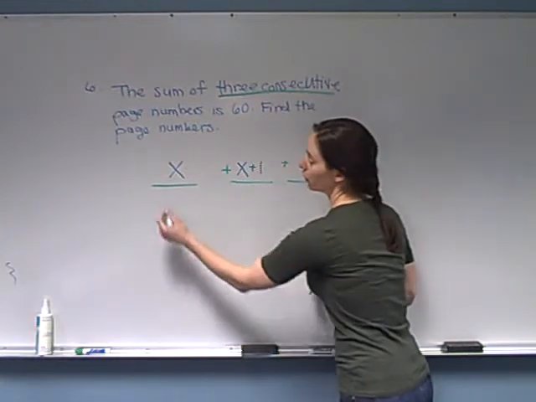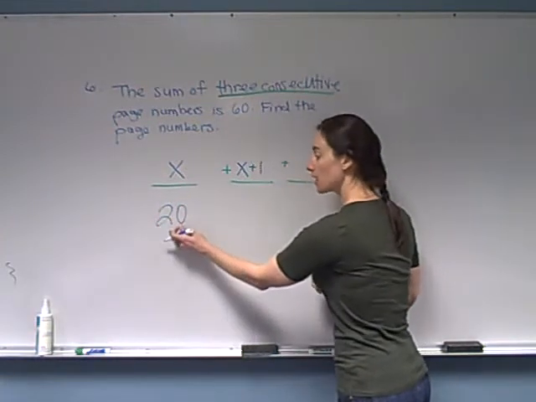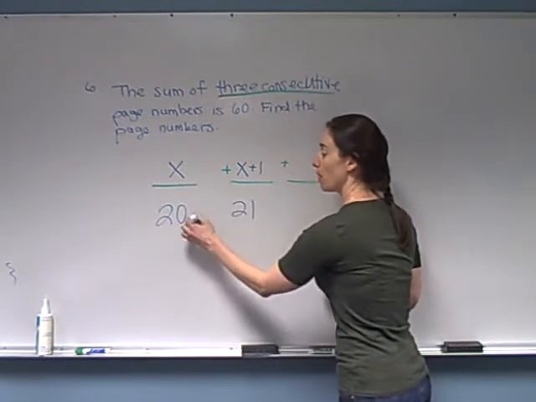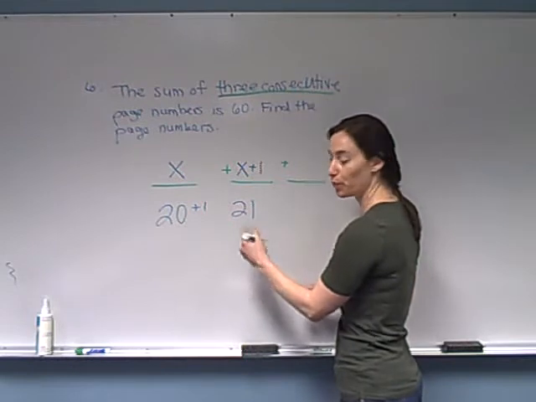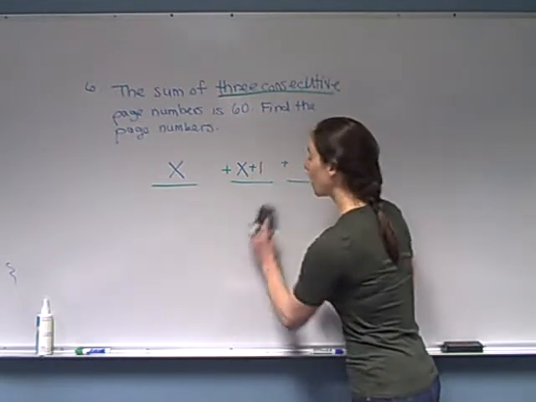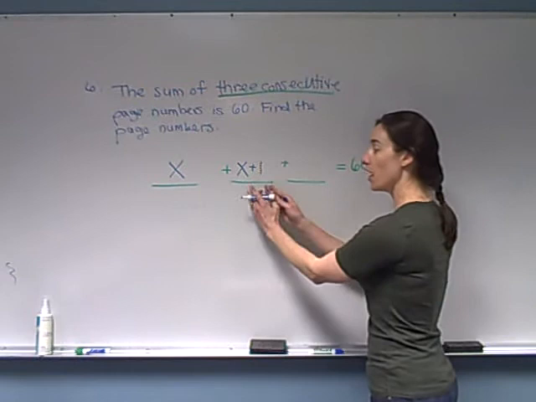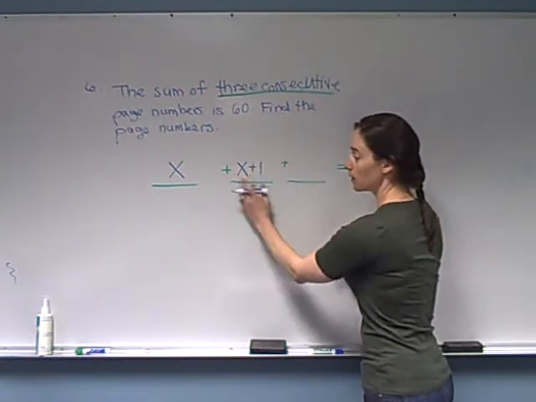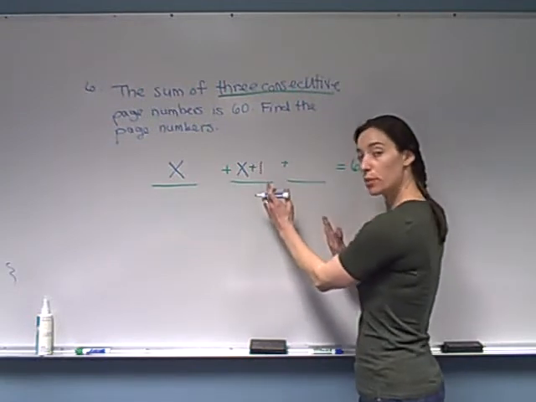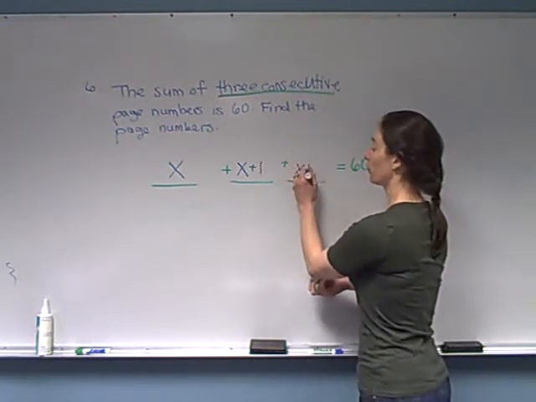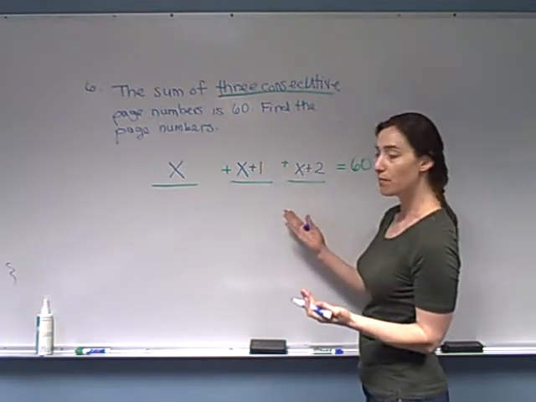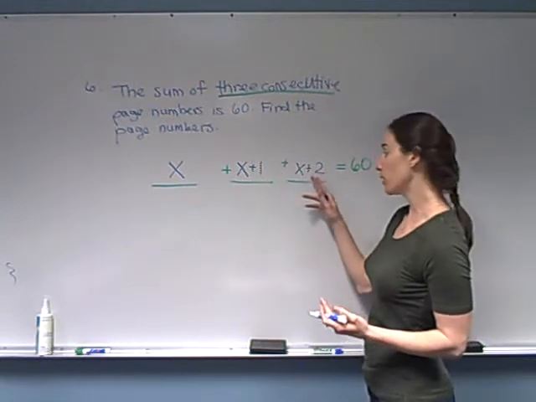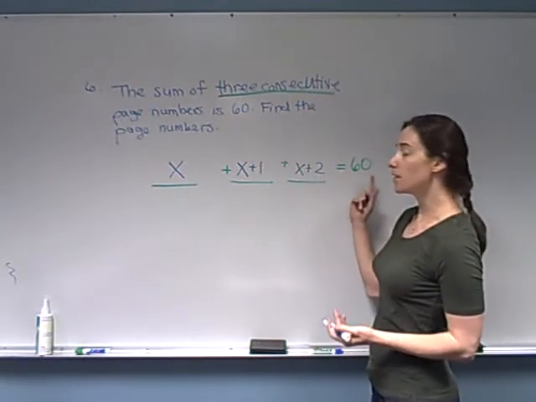For example, if the first number had been 20, the next consecutive number is 21. And I can get to 21 by just adding 1 to 20. So likewise, if I start at x plus 1 and I want to get to the very next consecutive number, I'm just going to add 1 to this amount. But x plus 1 plus 1 would just be x plus 2. So I have my equation. It's x plus x plus 1 plus x plus 2 is equivalent to 60.